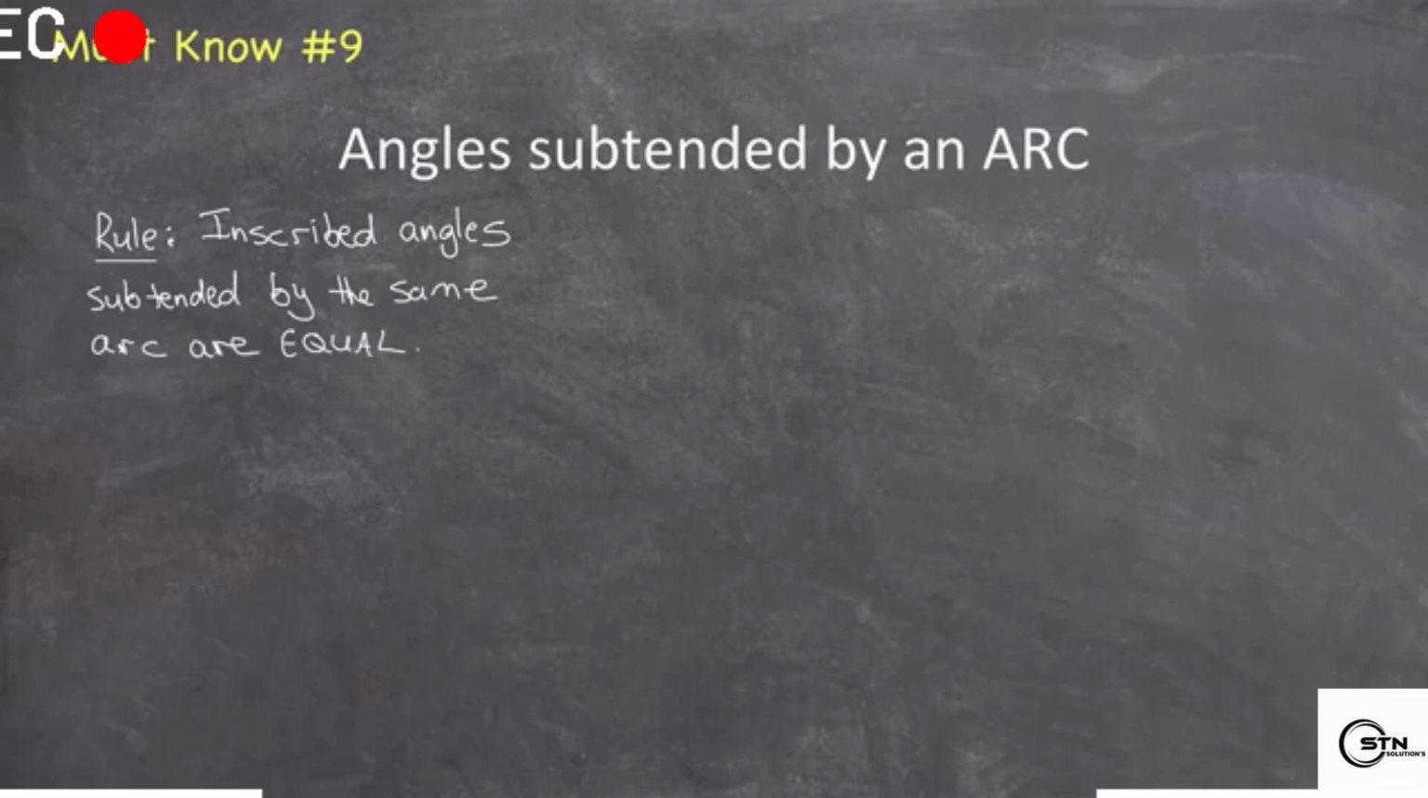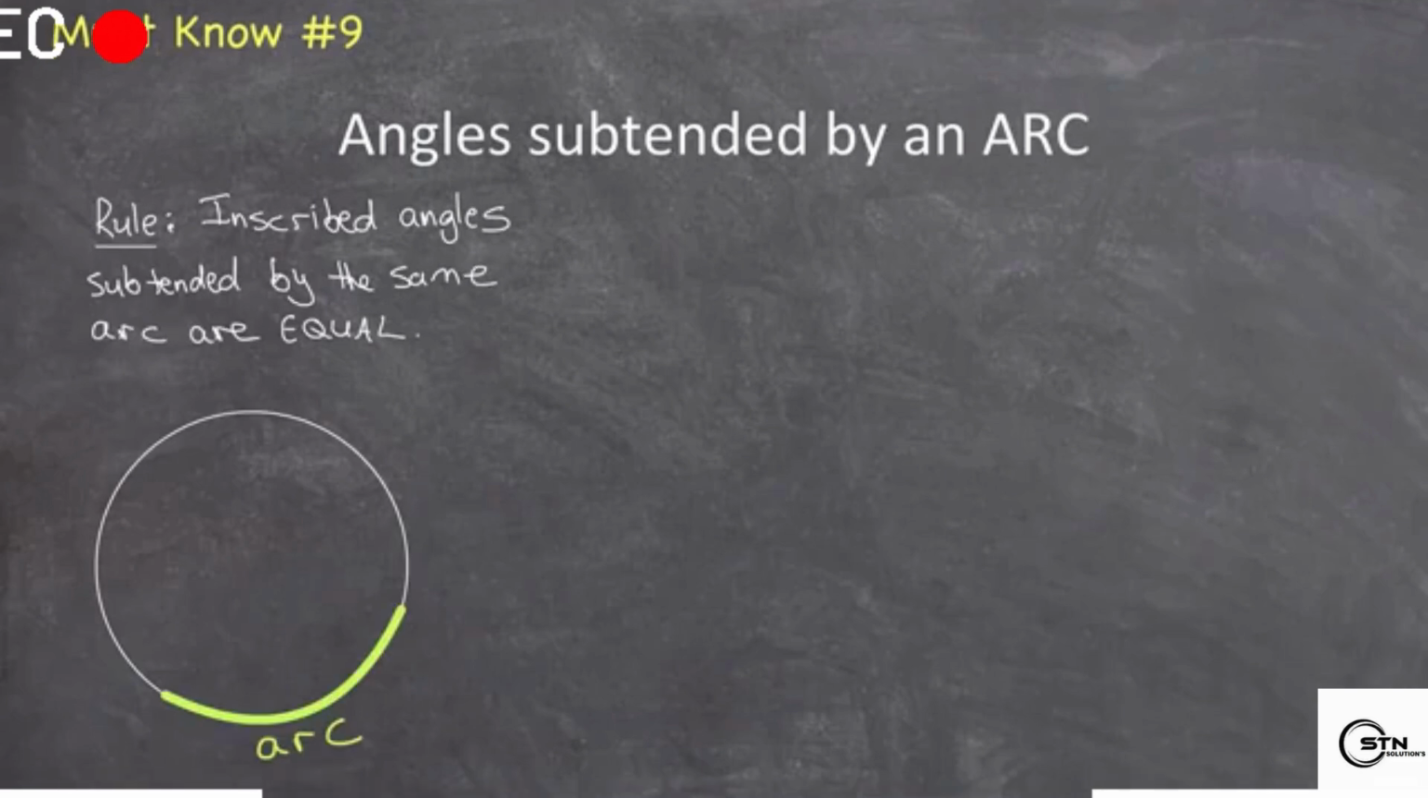I'll start by drawing my circle. And then let me outline part of the circumference of this circle as my arc. If I were to inscribe any two angles inside of this circle that are subtended by that arc, they will be equal. So what does that mean?